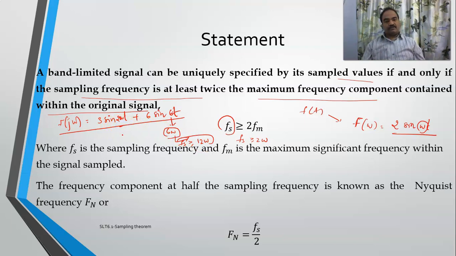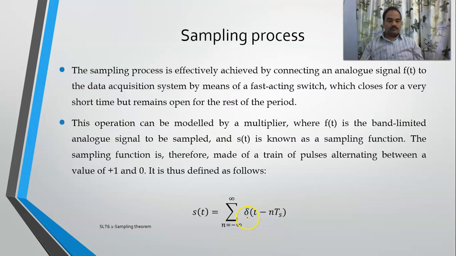Okay. So if you select the sampling frequency such that it is greater than or equal to twice the maximum value of the component in your waveform, then sampling will be perfect. The frequency component at half the sampling frequency is known as the Nyquist frequency, what you call Fn. Try to remember this formula: Fn is equal to Fs by 2.